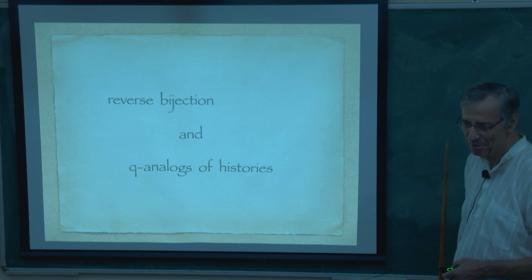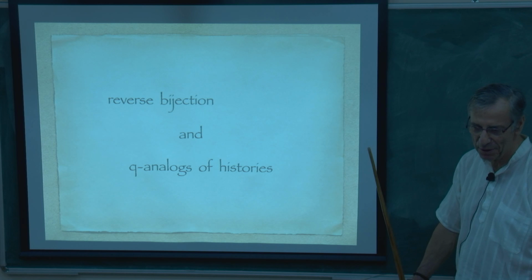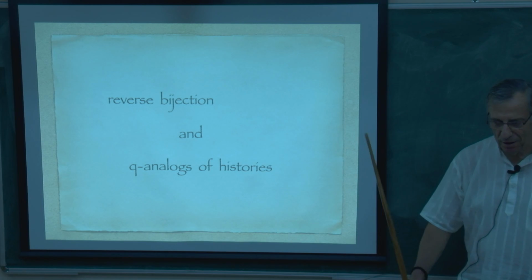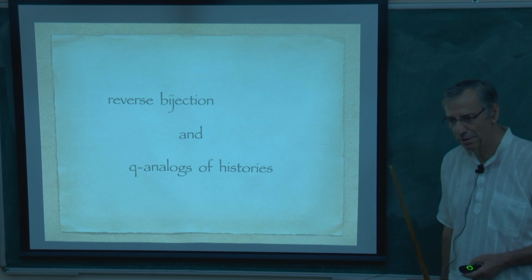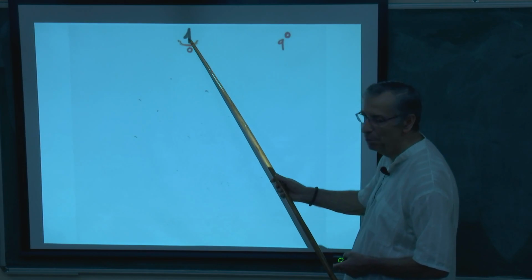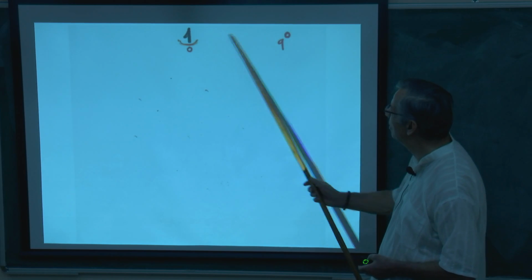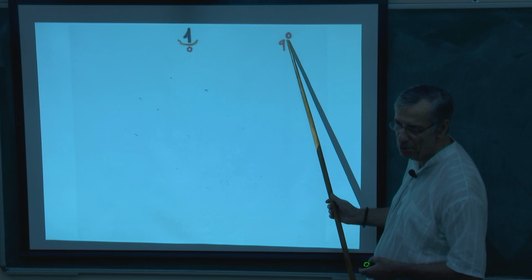Reverse bijection. You give me the inversion table, so you give me the subexcedant function, and I want to get back the permutation. So I start with an empty cell. I put the 1, and this is going to be weight q power 0.